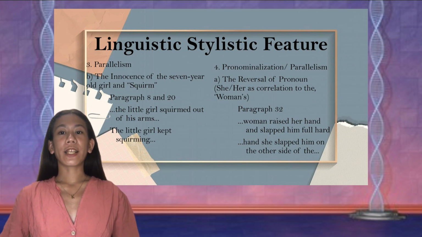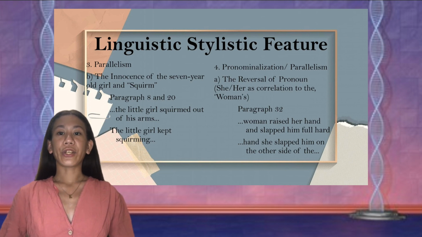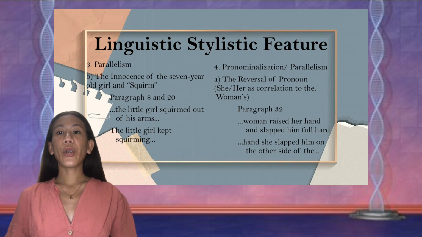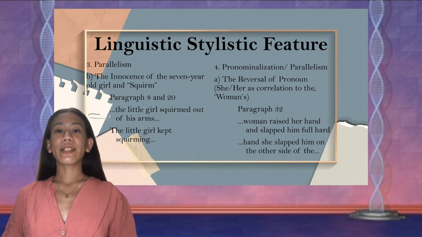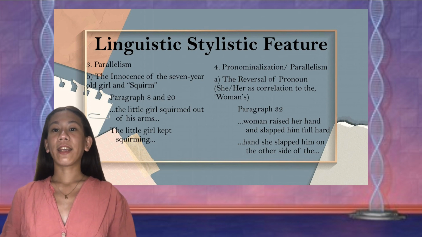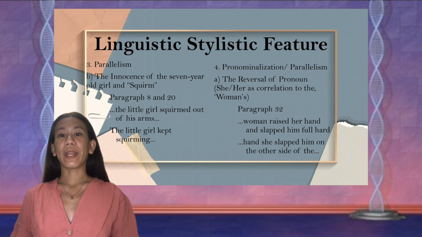Another linguistic stylistic feature found in the short story is the pronominalization, because there is, number 1, the reversal of the pronoun she or her as correlation to the woman's slap. In the paragraph, the woman raised her hand and slapped him full hard in the face. With her other hand, she slapped him on the other side of the face again. His face continually opened the force of the woman's slapping.